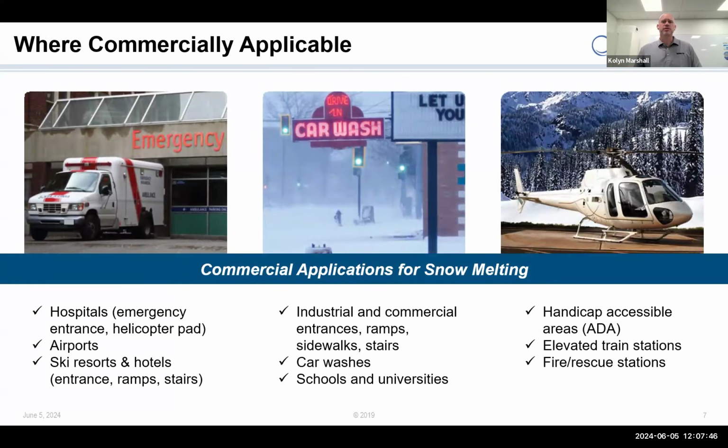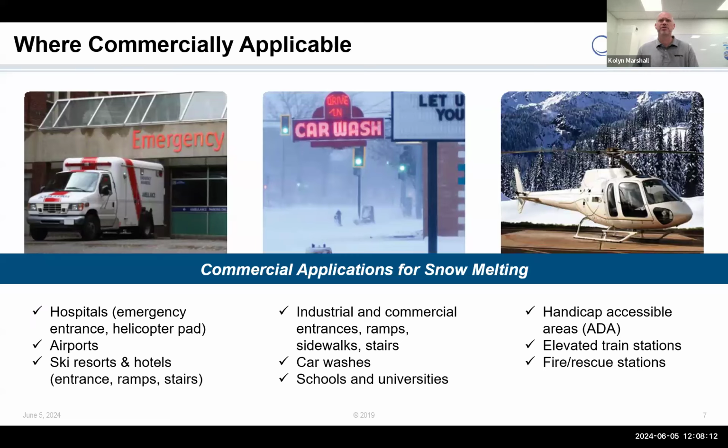Where are we using snowmelt systems? Well, there are a lot of reasons and locations to use a snowmelt system. Commercially speaking, is probably one of the largest areas that we see snowmelt, and you're going to see them in emergency locations for hospitals, maybe accessibility access locations, helicopter pads.